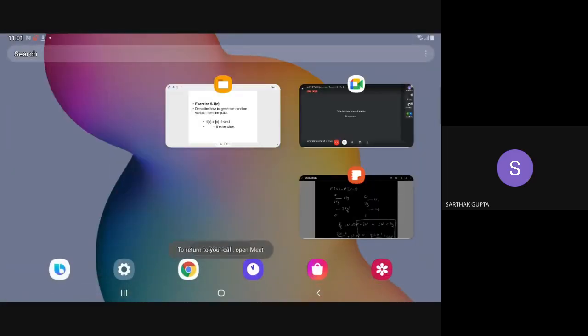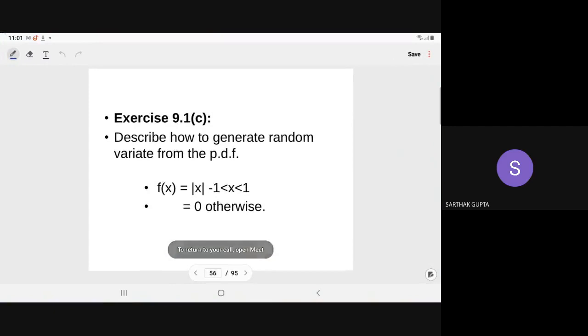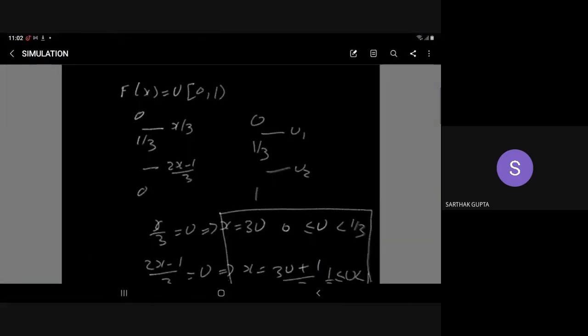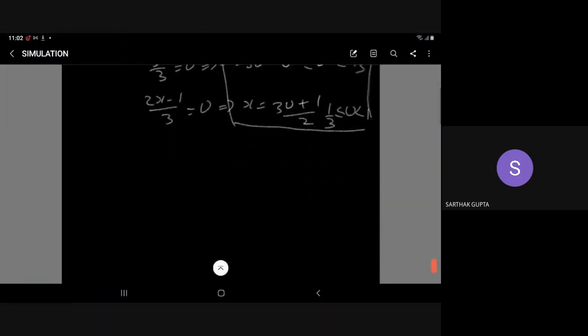So last time we were doing how to generate the scheme or how to generate the continuous variate, right? For the simulation purpose. So in continuation of that, let us have another question. It is very good question. Describe how to generate random variate from the PDF fx is equal to mod of x for the range -1 to 1 and elsewhere it is 0. And this question is also from your book.